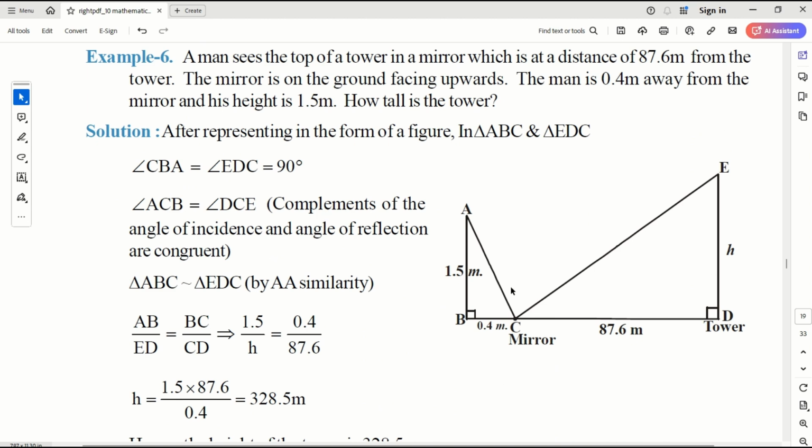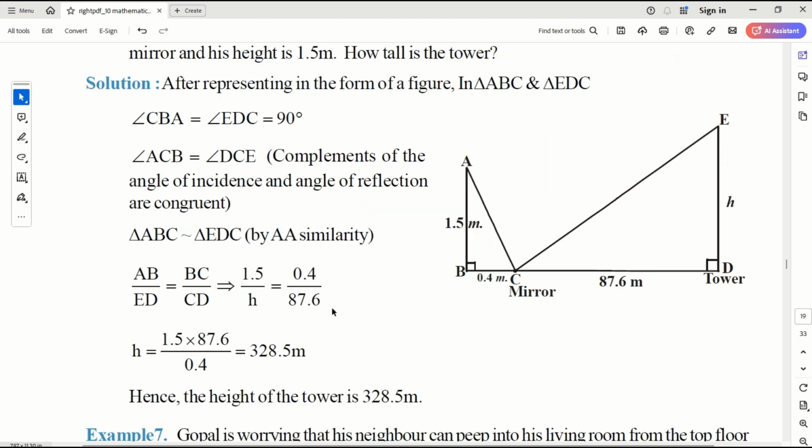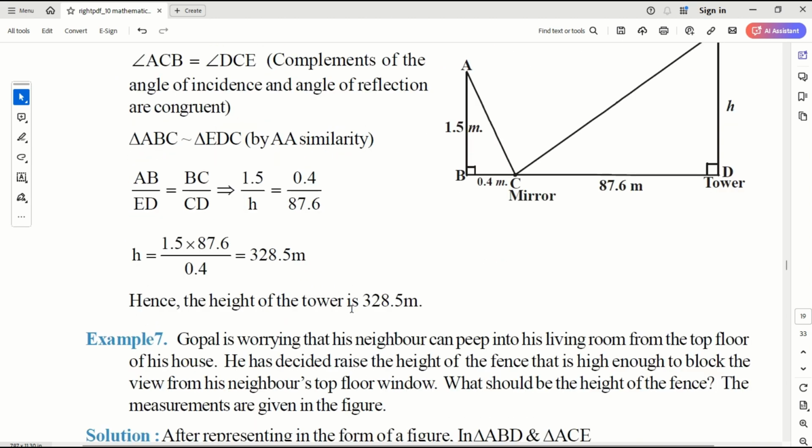Now this is the same example with which we started this chapter. There is a mirror kept and the person here saw the top of the lamp post. So these two are similar triangles it forms. Now you check the ratio. You can measure the remaining distances easily. You know the person height 1.5 meters, distance from the mirror 0.4 meters, and mirror to tower is 87.6. So with these values, we can easily map it: 1.5 by h equal to 0.4 by 87.6. With this you can find the h value easily.